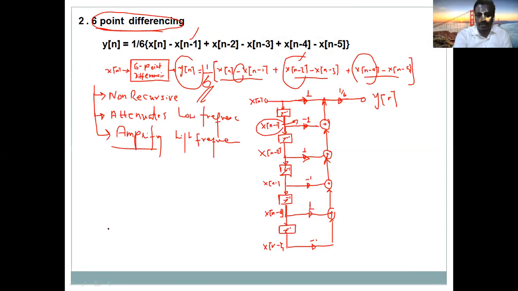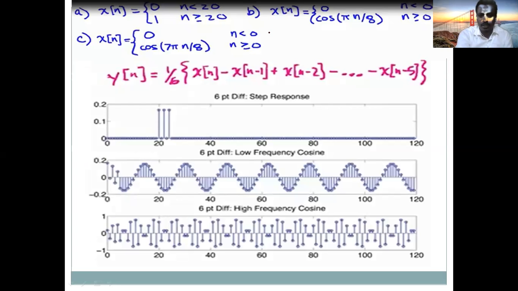Now when you see the second system, which is called point differencing, if you apply the same inputs, this input is low frequency. What is the amplitude? Only 0.2. High frequency, now amplitude 1. High frequency in this case is amplified, low frequencies are attenuated.